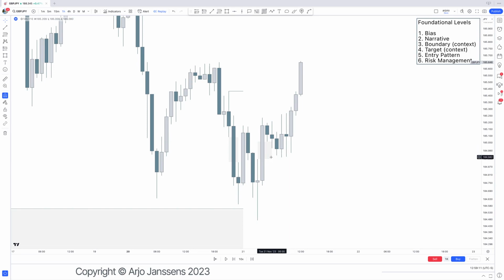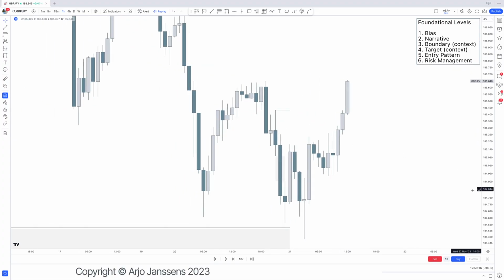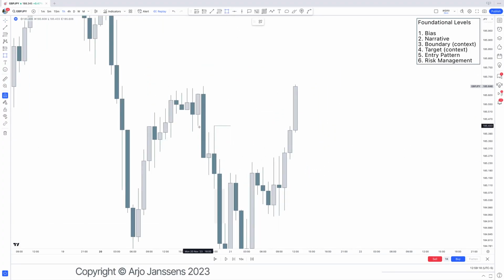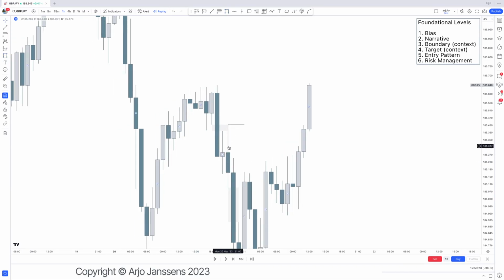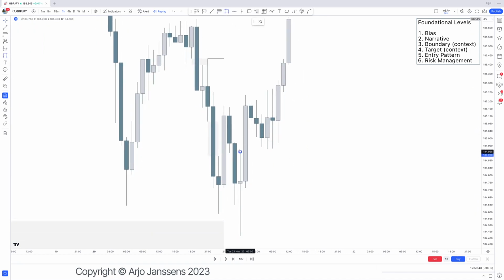Then the second manner on how we retrace into a PD array is this right here. Also a retrace into the fair value gap, but this candle is not an up candle, it's a down candle right there. So if these were all down candles, and this middle candle that created the fair value gap was also a down candle, then this would also be considered a retracement into the PD array, because we came back into the fair value gap to continue lower. The same for what we did on this right there. We retraced and then continued higher.